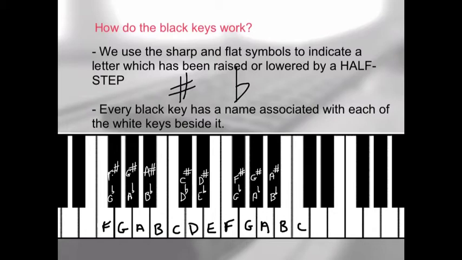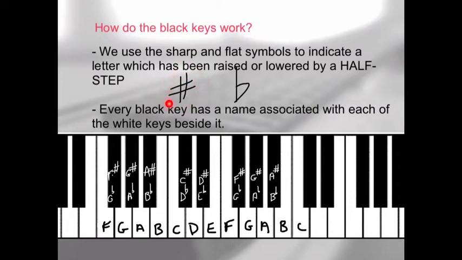But when it comes to knowing the names of the black keys, how do you know which symbol is used for what direction? Well, you have two symbols. One raises a note, one lowers a note. You'll see that this key here, for example, is a G sharp. It's a G that has been raised a half step. Or it's also an A flat. It's an A that has been lowered a half step. The sharp sign meaning something that is raised.